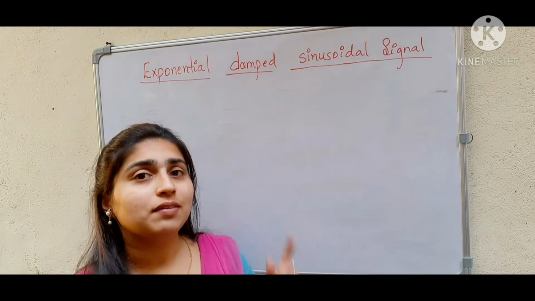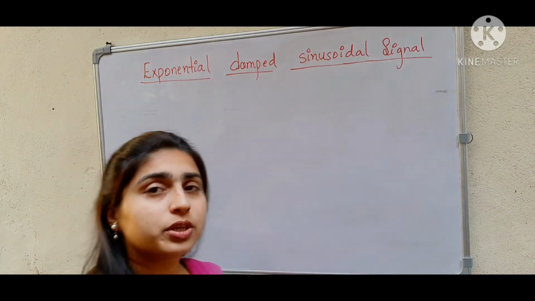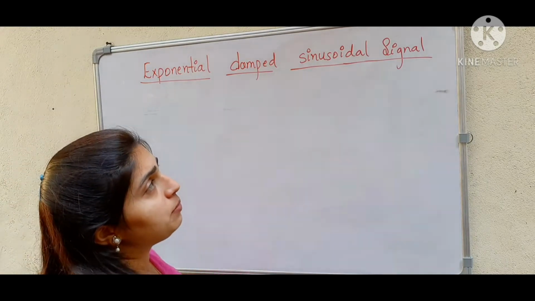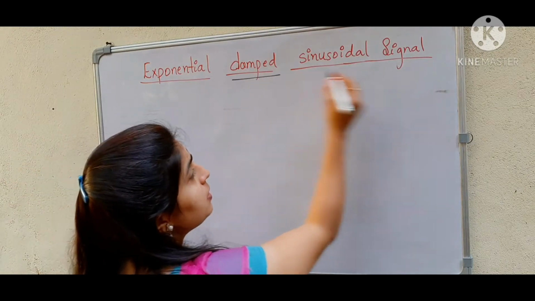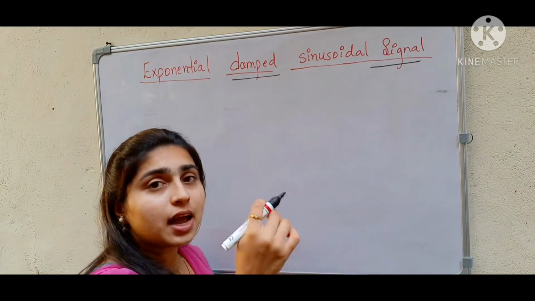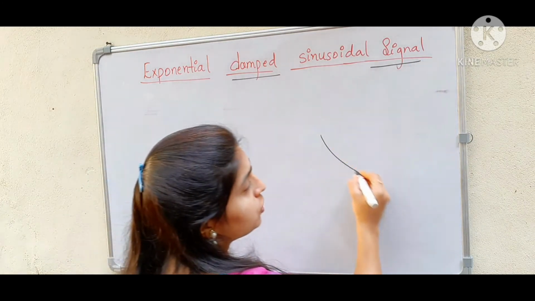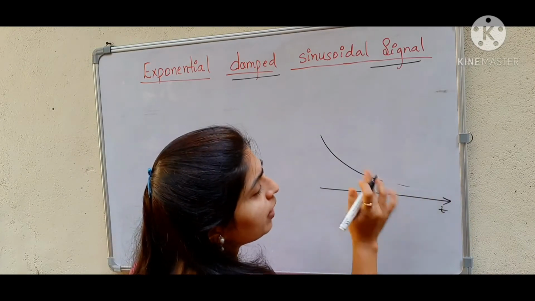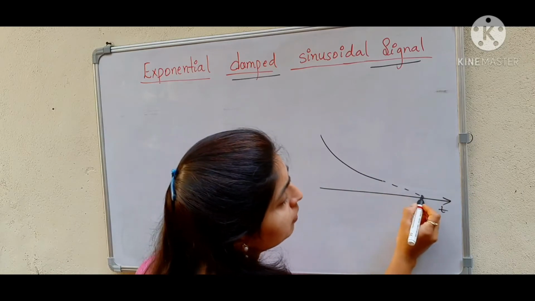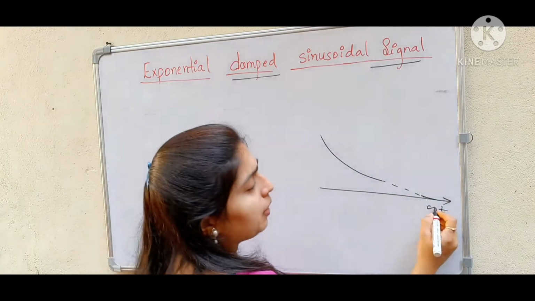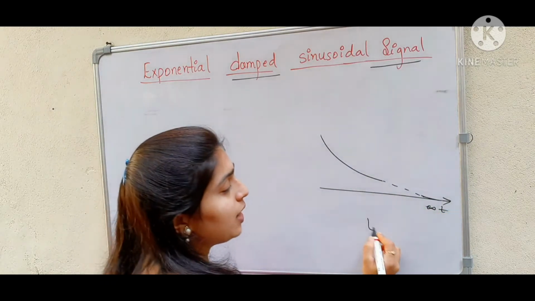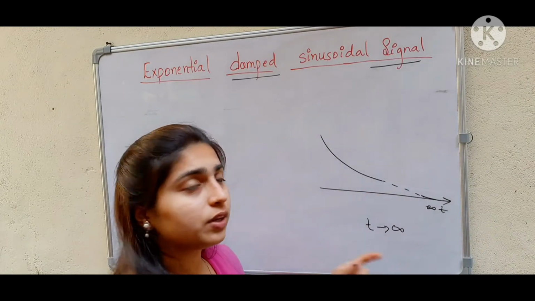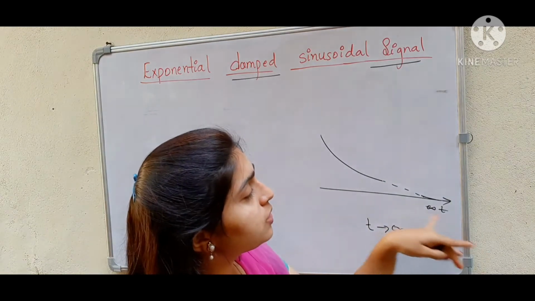In this video, I will explain about exponential damped sinusoidal signals. A damped signal means its amplitude is approaching zero as t increases. At some point it will become zero, which I may consider as infinity. So as t approaches infinity, the amplitude starts to decrease, and as it approaches infinity, what happens?